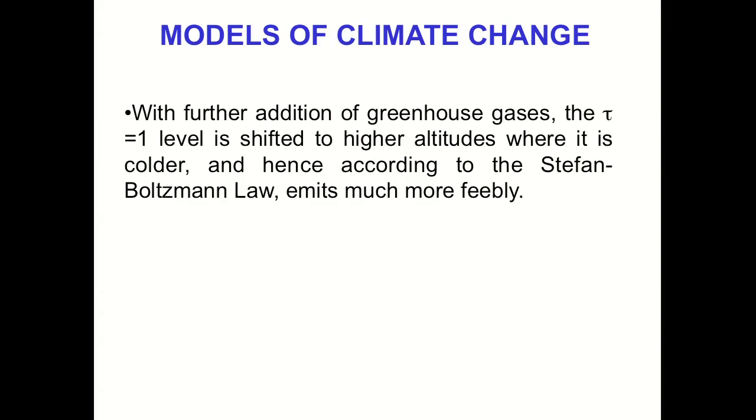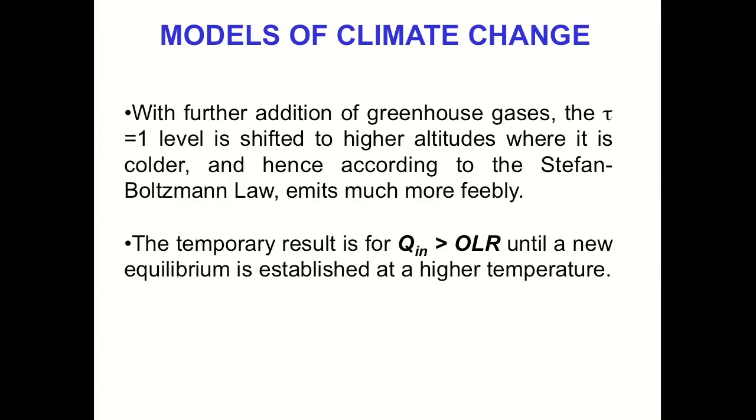So if we keep adding greenhouse gases, that tau equals 1 level is going to be shifted to higher and higher altitudes, where of course it's colder. If we remember our Stefan-Boltzmann law, then of course that region is going to emit much more feebly because essentially it's colder. So we have this temporary result where the energy in the system is greater than the outgoing long wave radiation until we can establish that equilibrium at some higher temperature.